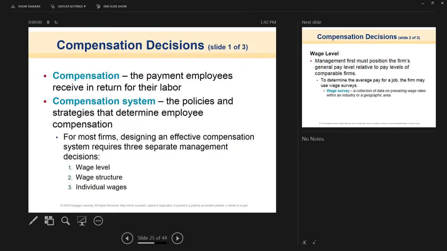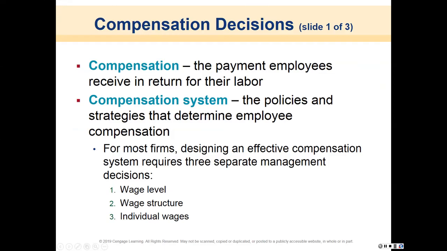All right, so let's look at maintaining and developing. And so the first part of this is that when we're maintaining people, we're going to talk about compensation, the amount we pay someone in return for their labor. And there's different ways that we can go about doing that.